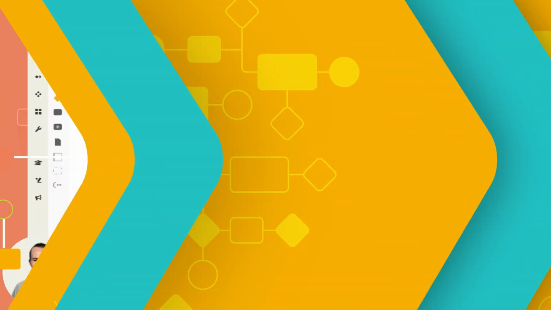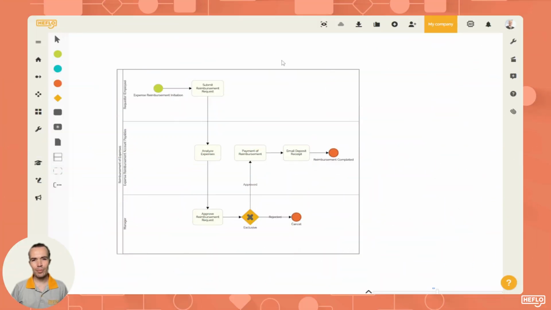In this video, we'll learn how to add a subprocess and a call activity to a BPMN 2.0 diagram. We'll continue working with the reimbursement of expenses process from the previous video.